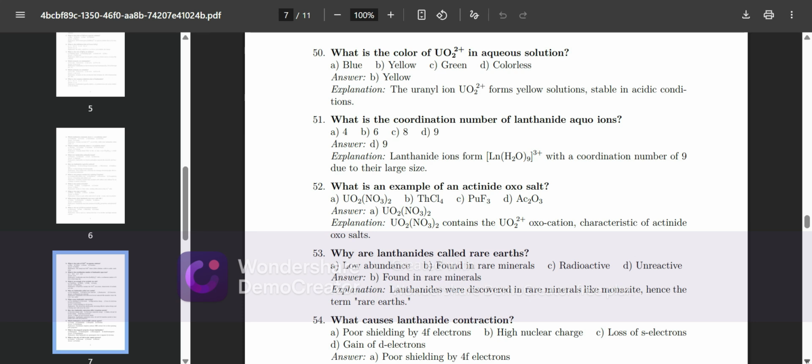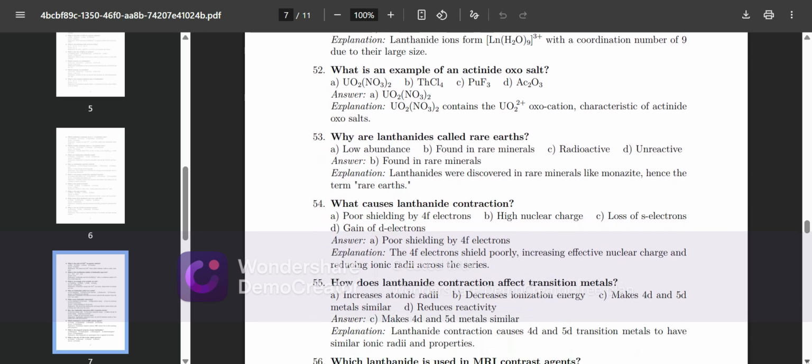What is the coordination number of lanthanide aqua ions? 9. Lanthanide ions form [Ln(H2O)9]3+ with a coordination number of 9 due to their large size. What is an example of an actinide oxo salt? UO2(NO3)2. UO2(NO3)2 contains the UO2 2+ oxocation characteristic of actinide oxo salts.